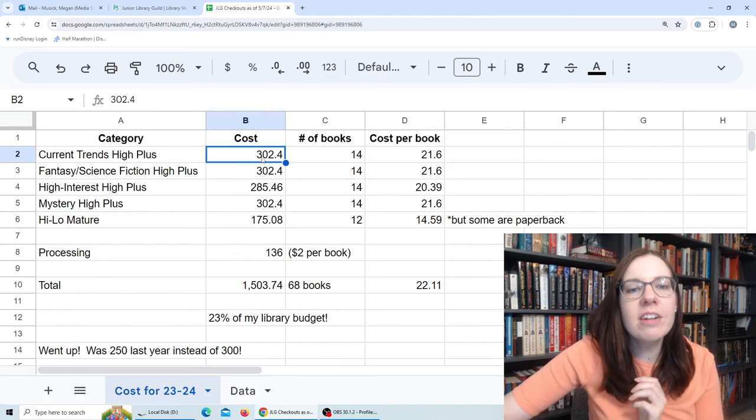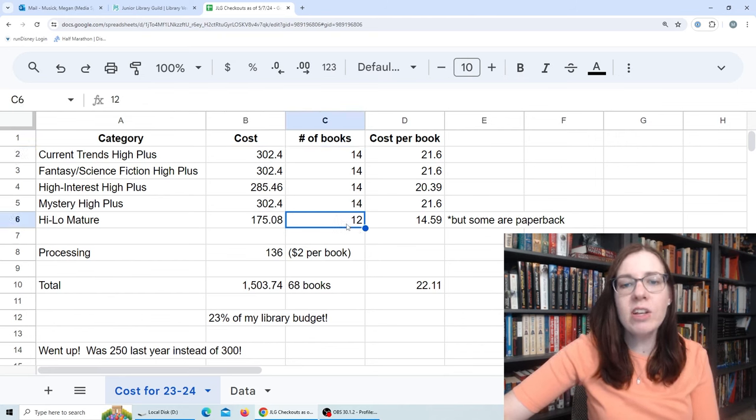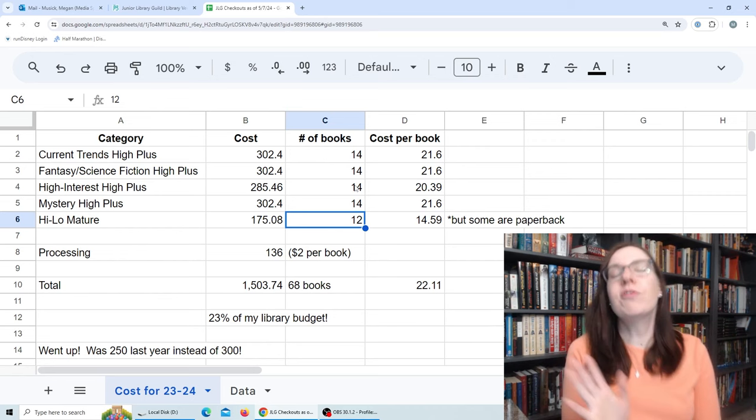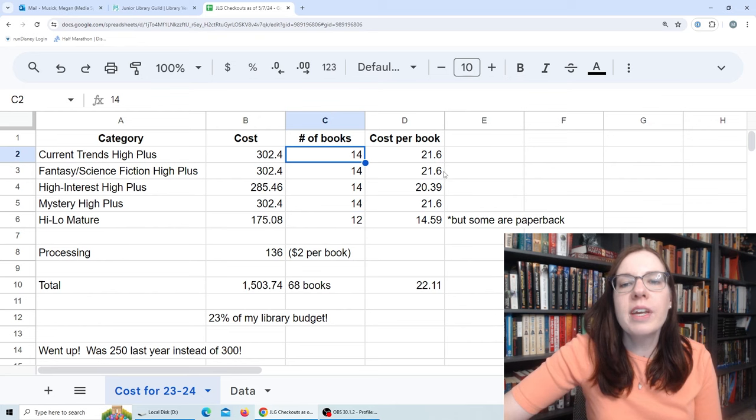Anyway, here's the cost of each subscription. This is per year, and this is how many books you get. This is the only one that has 12 books. Some of them have 14 books per year, so you get double a couple months, like in the summer and stuff. So here's what that averages out.